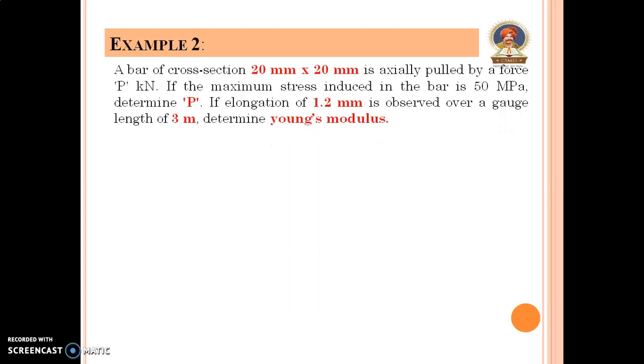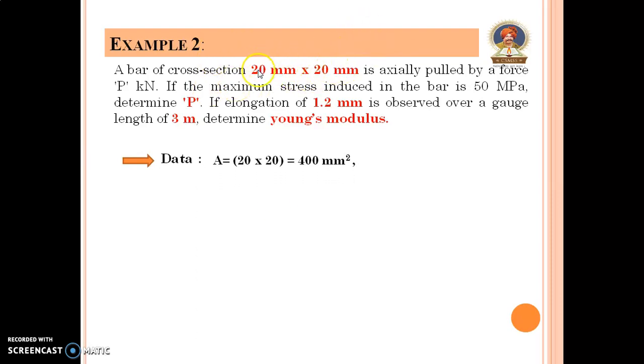Example second: a bar of cross section 20 mm by 20 mm is axially pulled by force P kilonewton. If the maximum stress induced in the bar is 50 MPa, determine the P if the elongation of 1.2 mm is observed over a gauge length of 3 meter. Determine the Young's modulus.